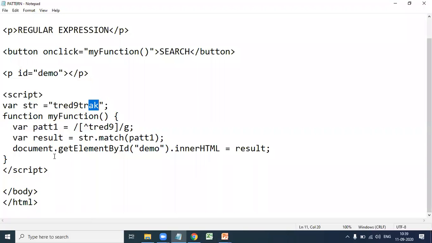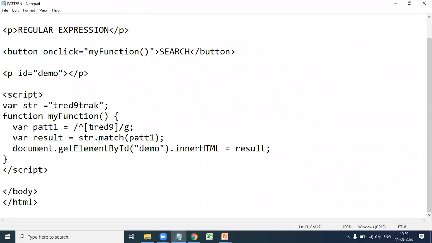If you take the circumflex outside the square bracket, let us see the output. See here, T. Outside the square bracket it matches only the beginning of the target string. So here, T.